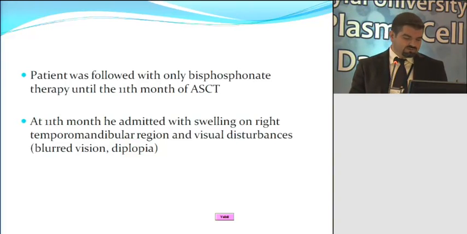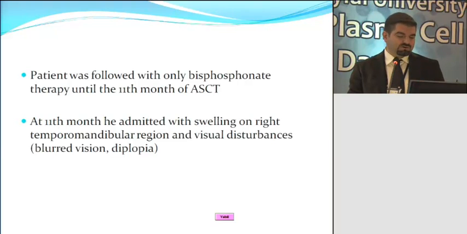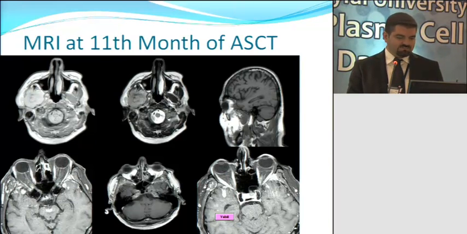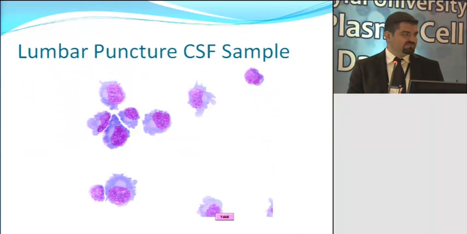At 11th month, he admitted with swelling on right temporomandibular region and visual disturbances, blurred vision and diplopia. MRI was ordered, and it revealed a newly developed plasmacytoma at right inferotemporal region, a hypointense soft tissue lesion at left with infiltrates petrous apex and carotid canal, infiltration of 6th cranial nerve around duralar canal, and pachymeningeal infiltrations. This is the MRI showing the plasmacytoma. And this is the lumbar puncture CSF of the patient full of plasma cells.